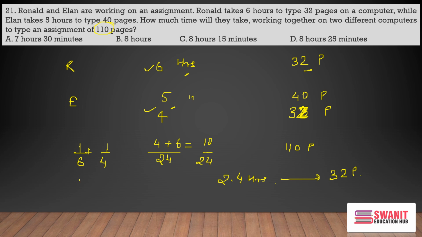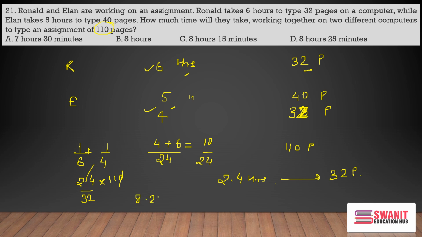That means for one page, it will be 2.4 divided by 32. And for 110, it should be a multiple of this value. So upon solving this, if I remove this decimal, I have to cancel this off. So 24 multiplied by 11, that is 264. 264 divided by 32 comes out to 8.25 hours.